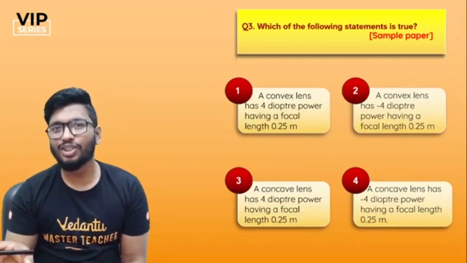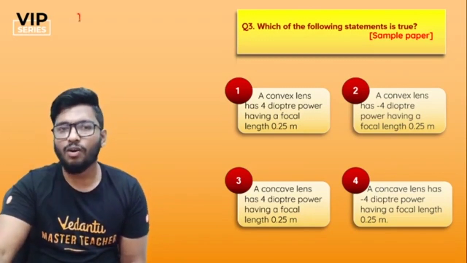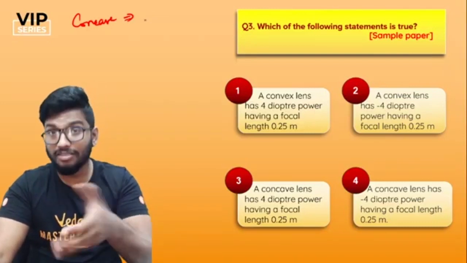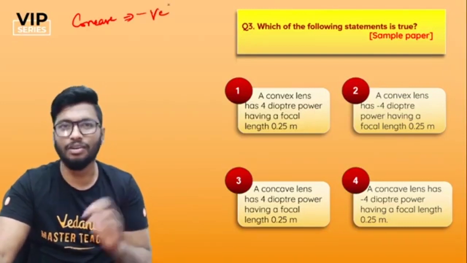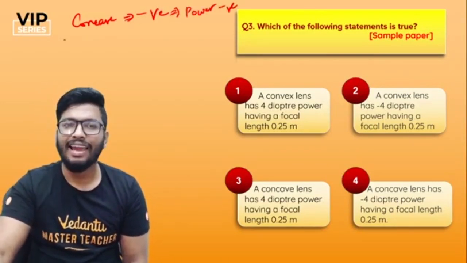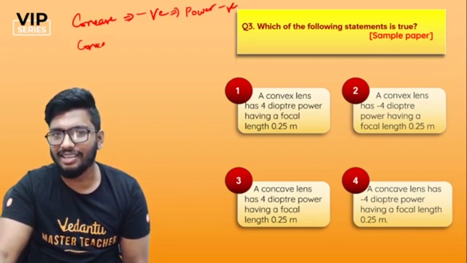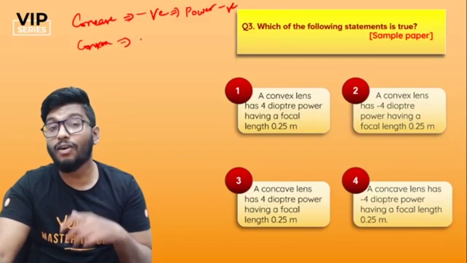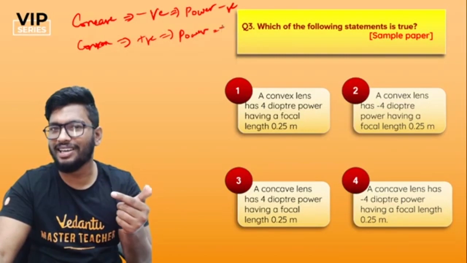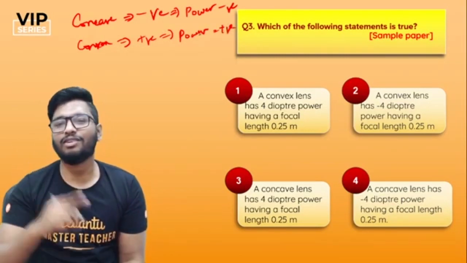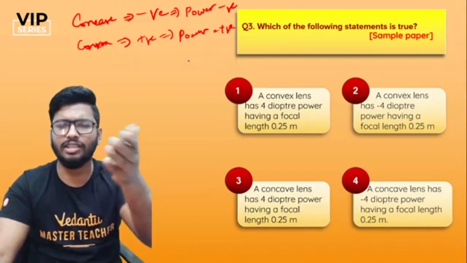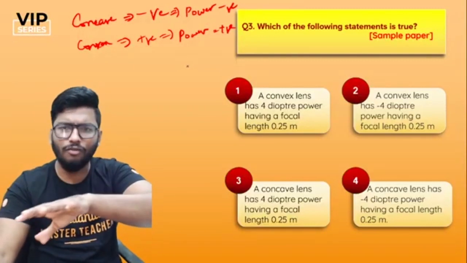Now, to really solve this question, guys, you just need to remember one thing. In a concave lens, the focal length is always going to be negative. If the focal length is negative, power will also be negative. In a convex lens, the focal length is positive, and hence the power will also be positive. Now, with this in mind, guys, go ahead and solve this. A convex lens, if the power is 4, then the focal length will be 1 by 4, which is nothing but 0.25 meters. So in all the 4 cases, that is true.